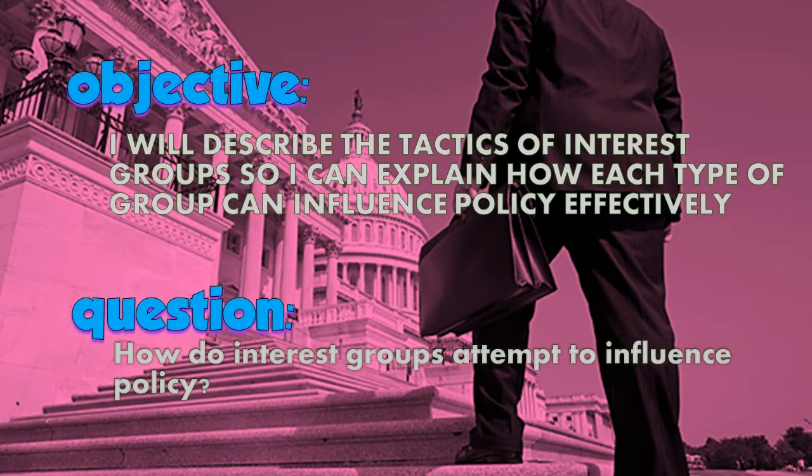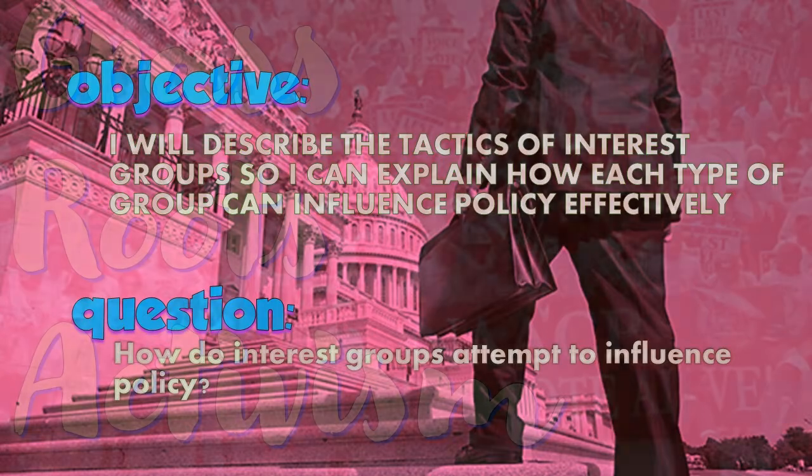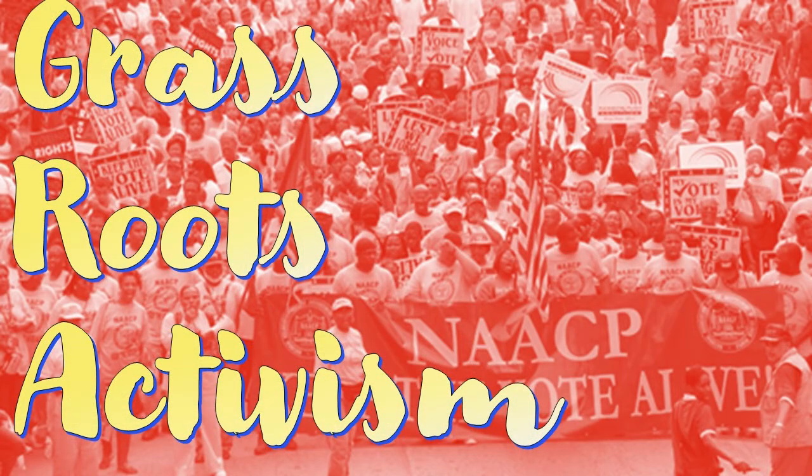So we'll talk about the different strategies that are used, and then we'll think about which groups that we've gone through, which types of groups would use each strategy the best. So we'll be able to answer the question today: how do interest groups attempt to influence policies? First thing we're going to talk about today is working with the public. So we're going to call this grassroots activism.